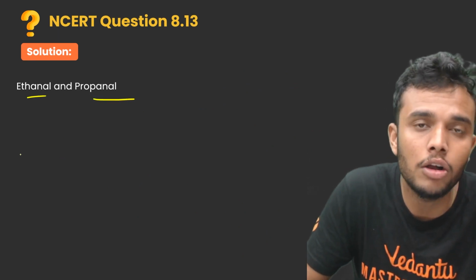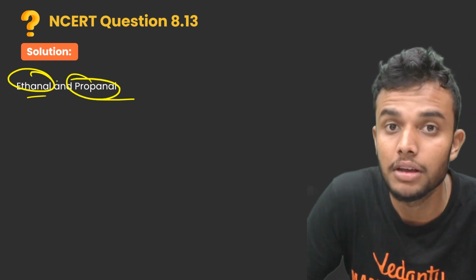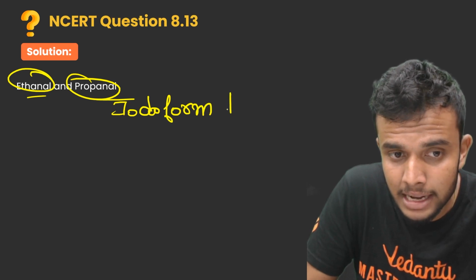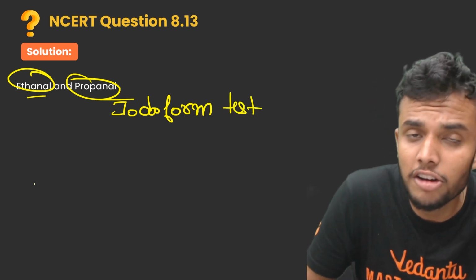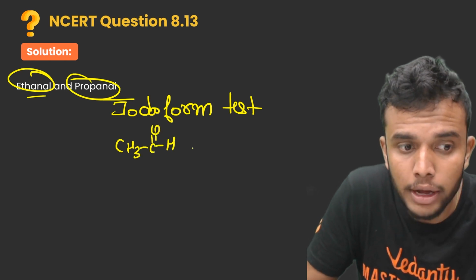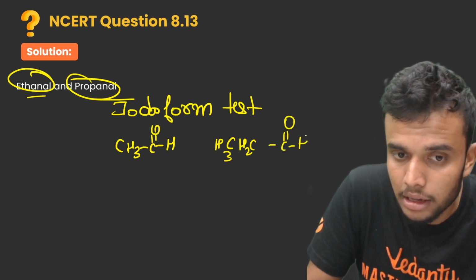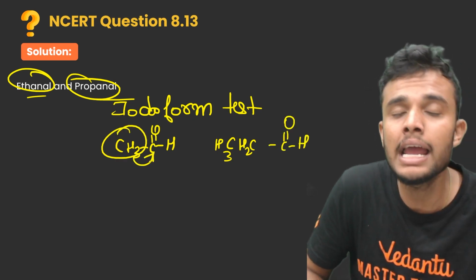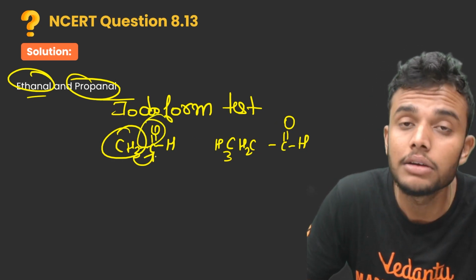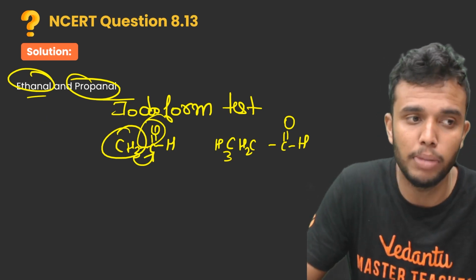Right, students, let's move on to the last one. Ethanol and propanol. It's very easy, students. How will these two be differentiated? From the iodoform test, we can easily differentiate these two. Why? Because we already know the structure of ethanol. Ethanol is CH3CH2OH, but propanol is CH3CH2CH2OH. Here the methyl group is directly attached to the carbon containing the functional group. That's why ethanol shows a positive response for the iodoform test, but not propanol.